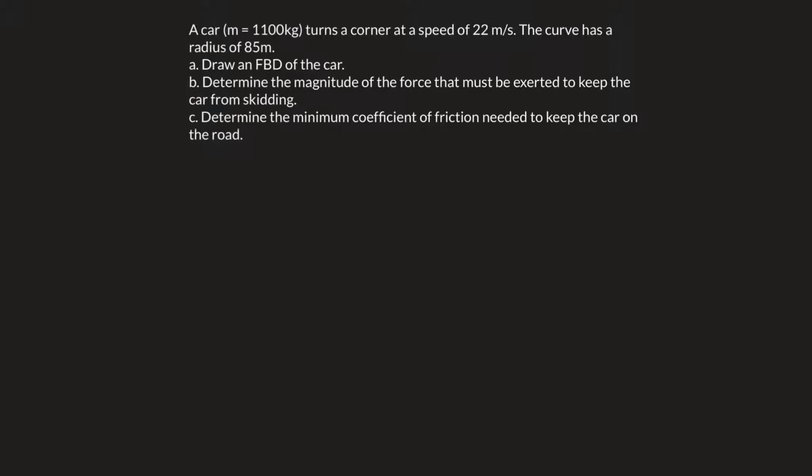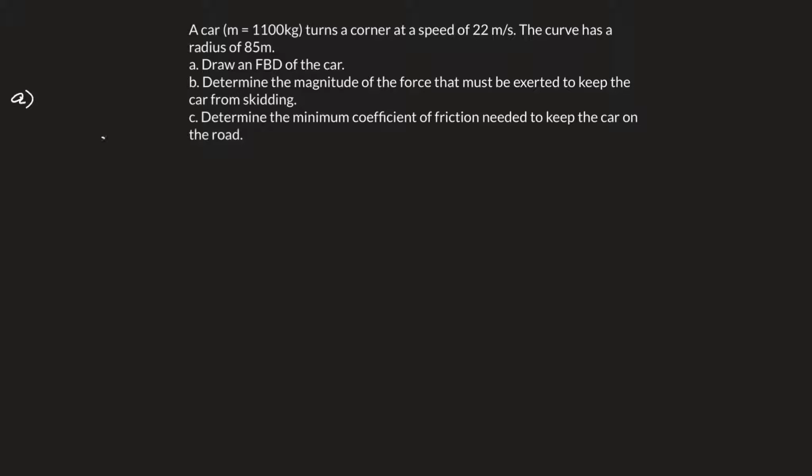Here we have a car turning a corner. The mass of the car is 1100 kilograms, and the speed around the corner is 22 meters per second. We know that the curve of the road here has a radius of 85 meters. So let's start off by drawing the free body diagram for the car, because that will help us eventually solve the problem.